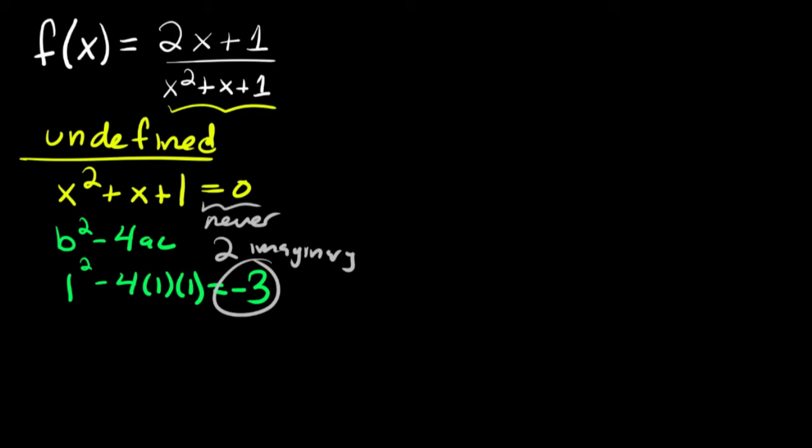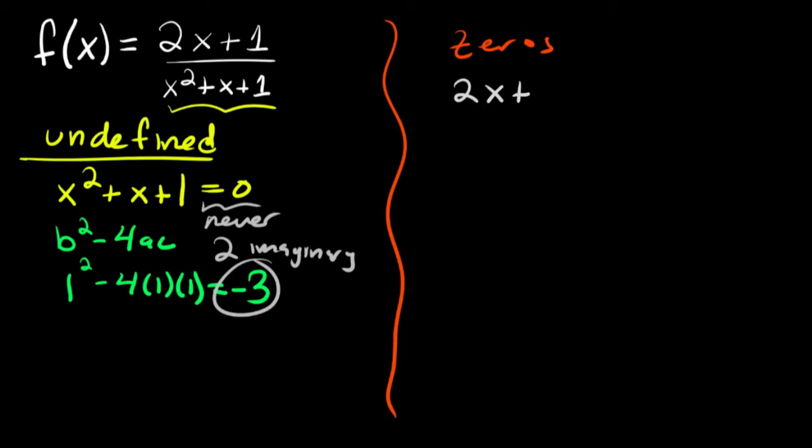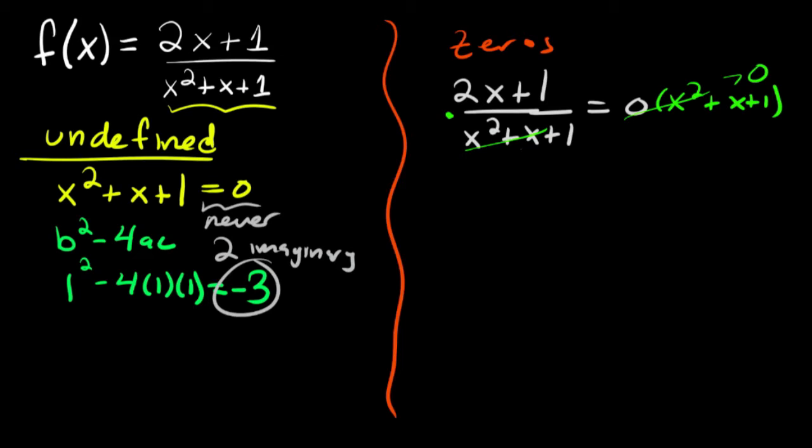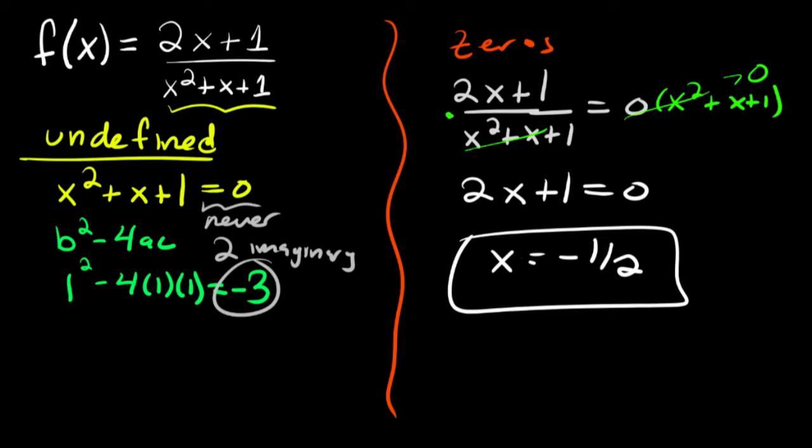Okay, now the next thing is let's find the zeros, and to do that, I'm just going to set the whole thing equal to 0. The first thing is to just get rid of the denominator, because if you multiply both sides by x squared plus x plus 1, the right side you just get 0, and on the left side it goes away. So then you get 2x plus 1 equals 0, which is simply x equals negative 1/2. And that's it.